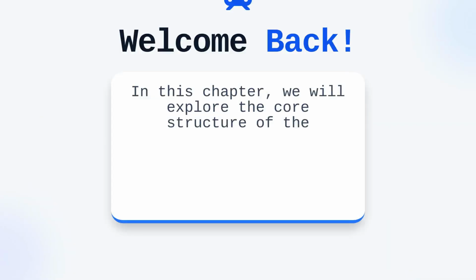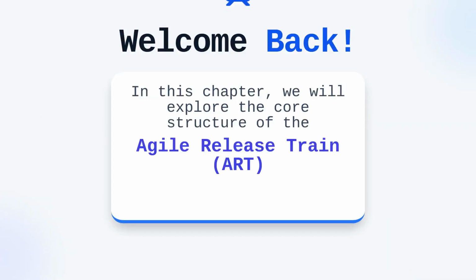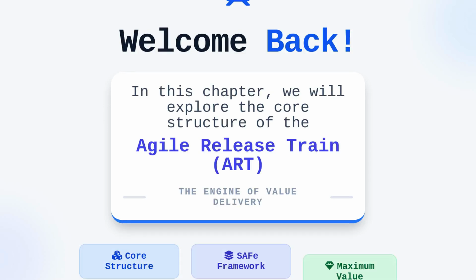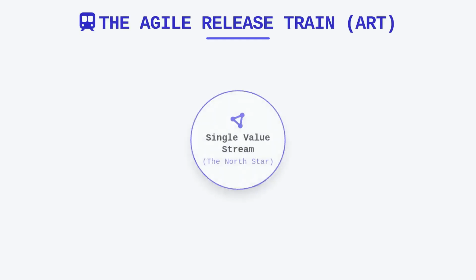Welcome back. In this chapter, we will explore the core structure of the Agile Release Train, the primary engine of value delivery within SAFe. The Agile Release Train, commonly referred to as the ART, is a long-lived team of cross-functional Agile teams, organized around a single value stream.